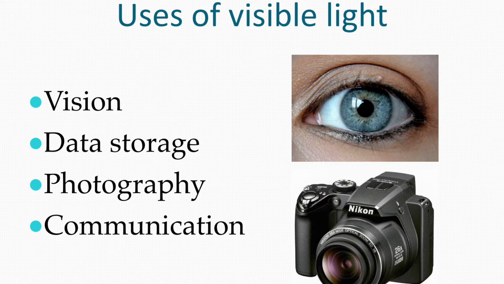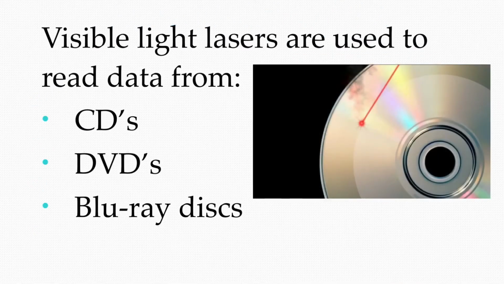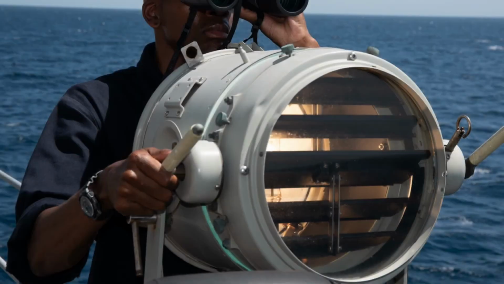You might be wondering how we use visible light to store data. Well, CDs, DVDs and Blu-ray all use a visible light laser to read the disc. And we can use flashing lights using Morse code to communicate, particularly between ships.